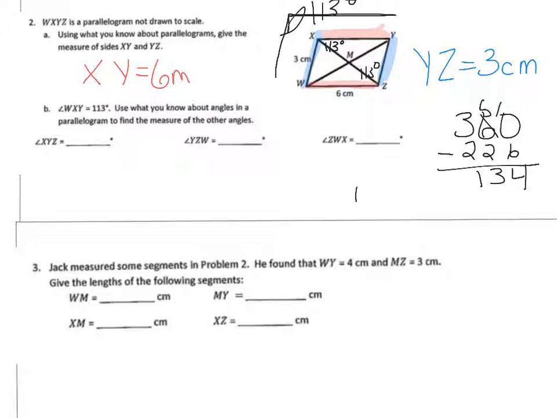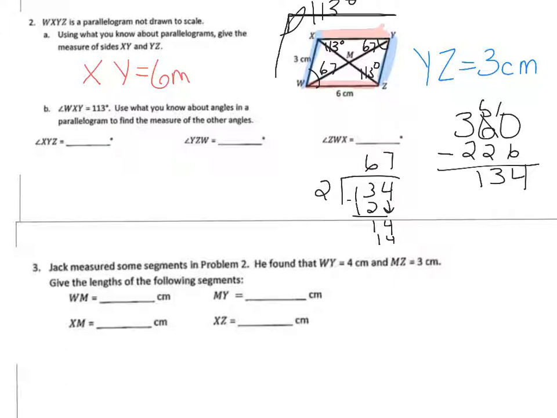So now I have 134 to split up between my last two angles. So I'm going to split that into 2. 2 goes into 13 6 times, because 6 times 2 is 12. Subtract and get 1. 2 goes into 14 7 times, because 7 times 2 is 14. So I know the last two angles right here are 67 and 67.